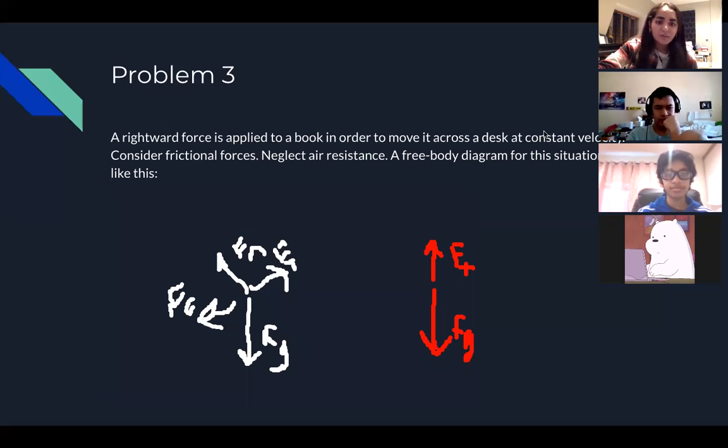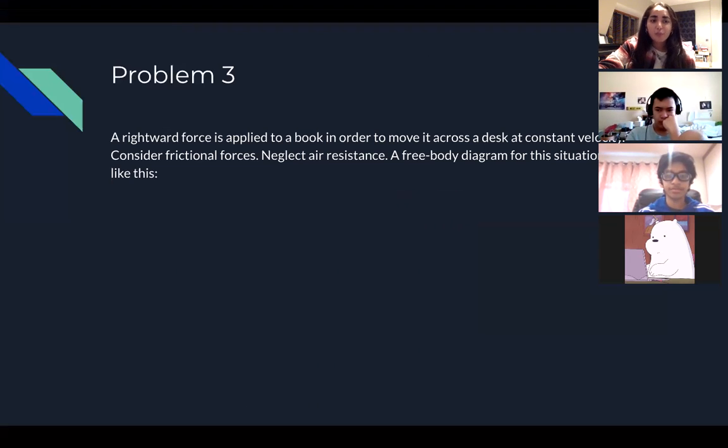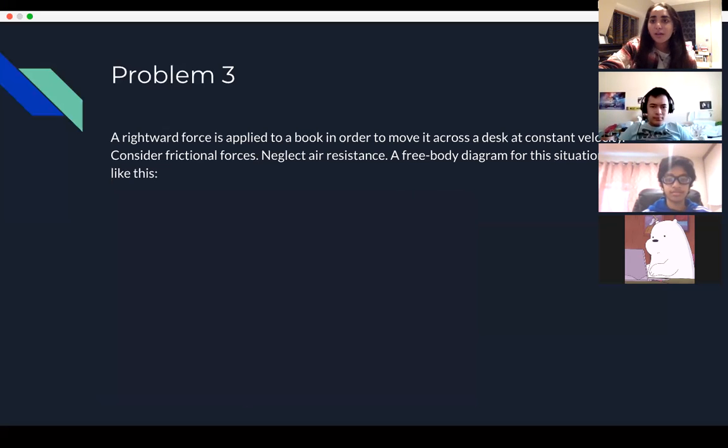Okay, so now problem 3, and this will be our last problem. A rightward force is applied to a book in order to move it across a desk at a constant velocity. Consider the frictional forces and neglect the air resistance. So why don't you draw a free body diagram for the situation, and we can reconvene in like 2 minutes-ish.